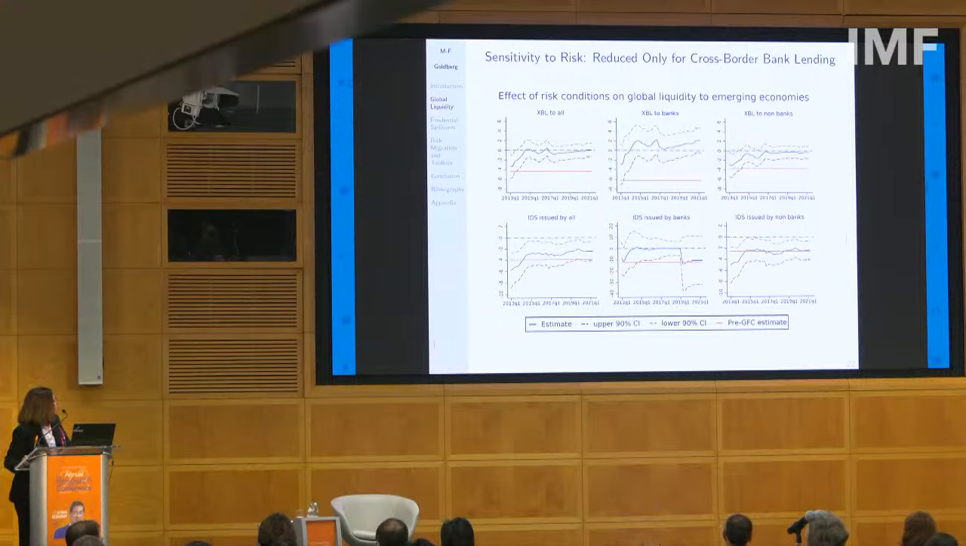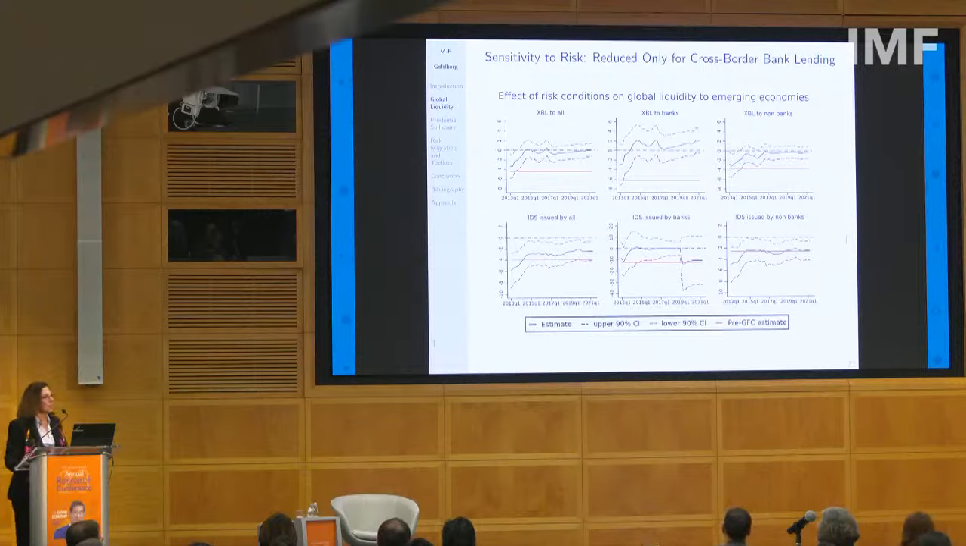The bottom row is on international debt securities issuance, top again on cross-border lending. The leftmost set of exhibits are the total of all of these global liquidity flows, so the sensitivity of the totals. And in the middle, you have the sensitivity from the perspective of bank borrowers. And at the far right, you have the sensitivity from the perspective of non-bank borrowers.